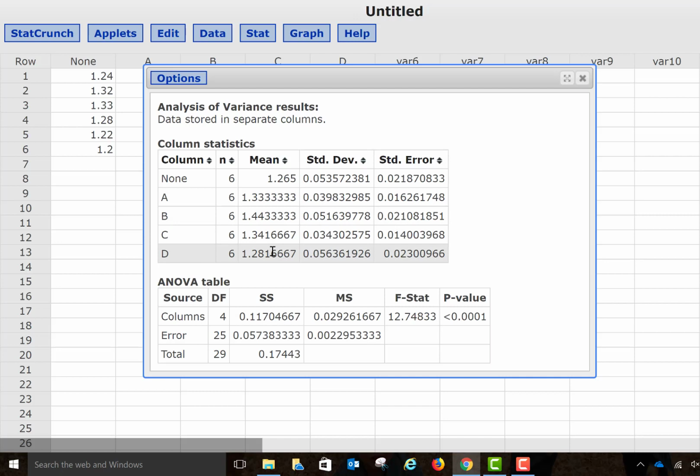So if I look up here where it has all my information and it shows me the means, I don't know if the category here of none was low, or if maybe the category of B was high. So this test does not tell me which mean is different, it just tells me that one of the means was different. If we needed to figure out which mean was different, then we would need to do some post-testing that would allow us to figure out which of the means is actually different from the others.